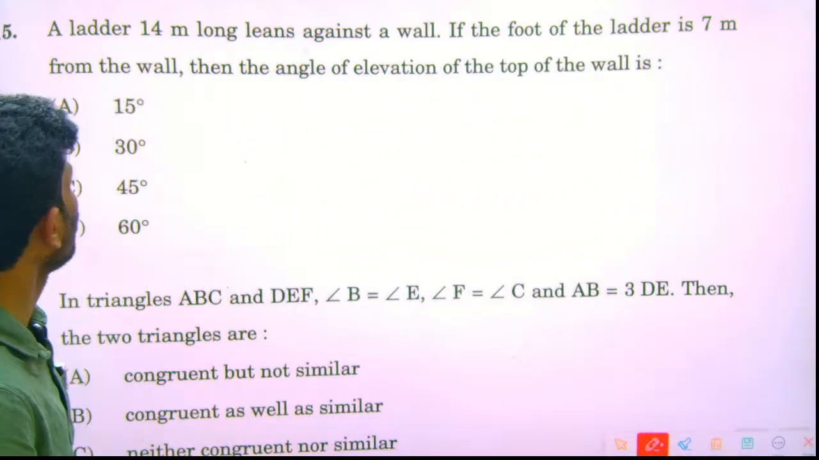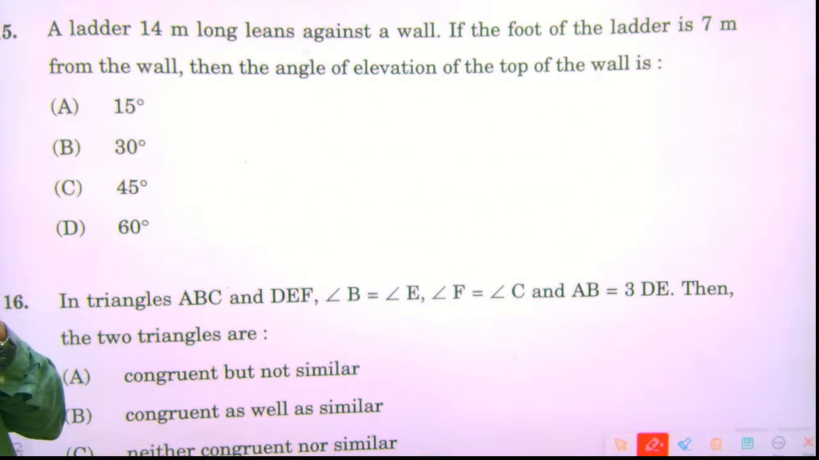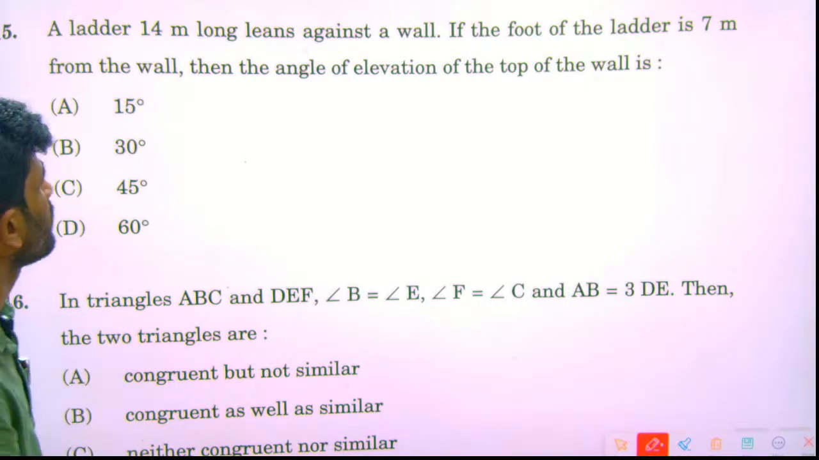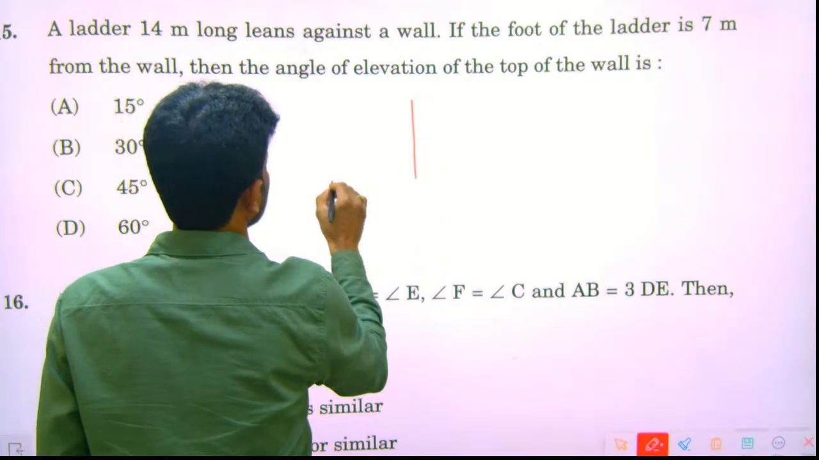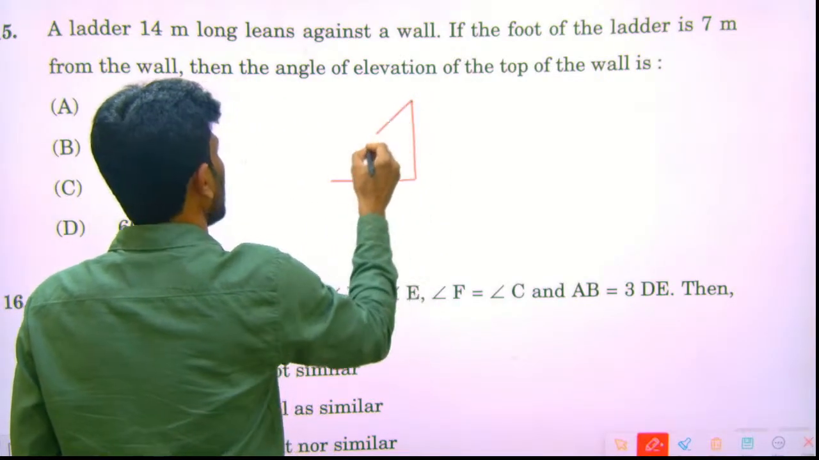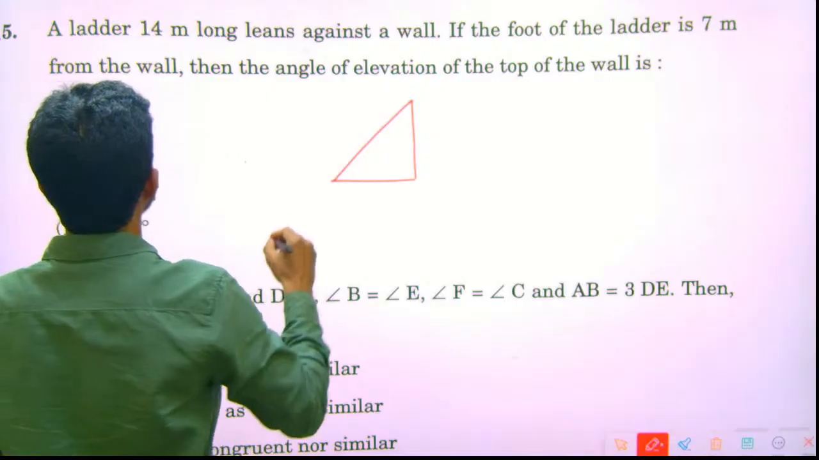A ladder 14 meters long leans against a wall. If the foot of the ladder is 7 meters from the wall, then the angle of elevation of the top of the wall is. So here there is a wall, this is the ground, this is the ladder. What is given? 14 meters long.